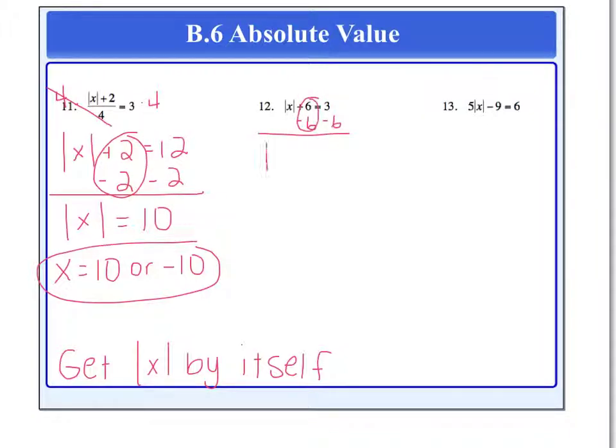Here we are going to subtract 6 from each side. 3 minus 6 is going to give us negative 3. We're asking ourselves, what number could we plug in here that has a distance of negative 3? In this case, it's going to be no solution.